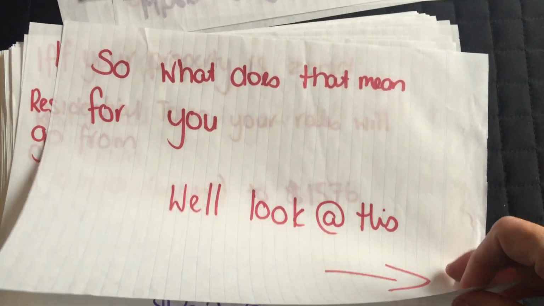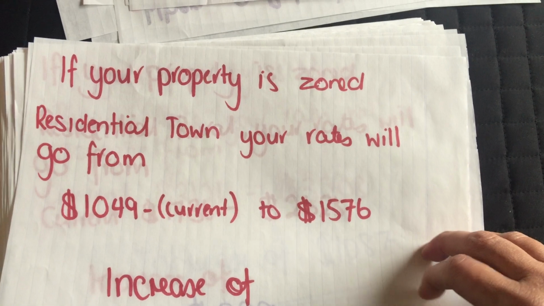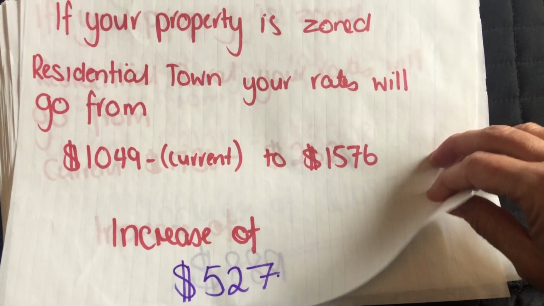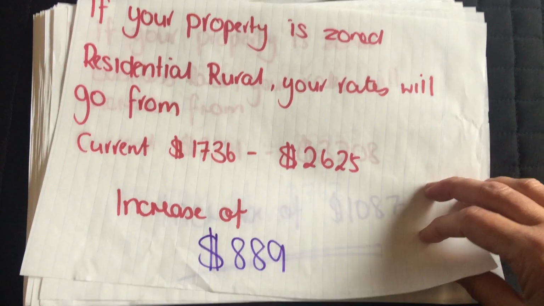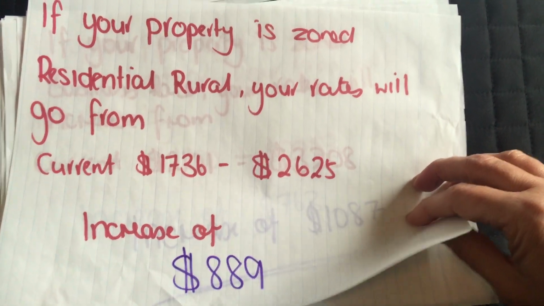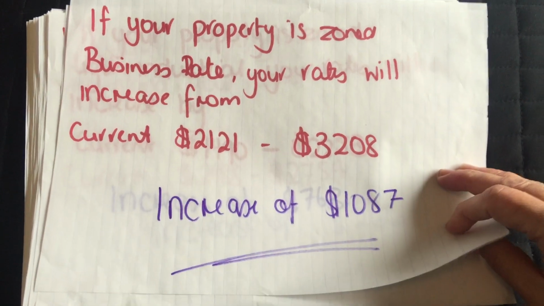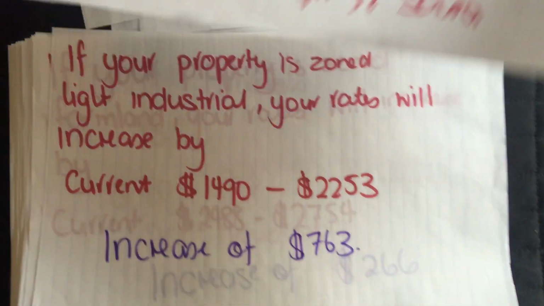So what does that mean for you? Well, look at this. If your property is zoned residential town, your rates will go from $1,049 to $1,576. That increases to $527. If your property is zoned residential rural, your rates will go from $1,736 to $2,625. That's an increase of $889. If your property is zoned business rate, your rates will increase from $2,121 to $3,208. That's an increase of $1,087.